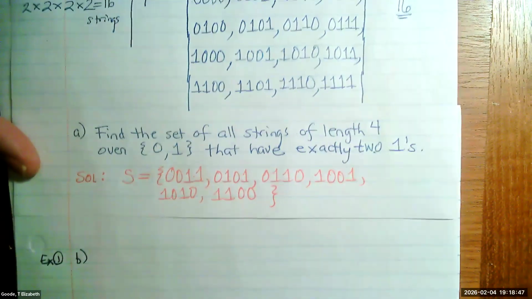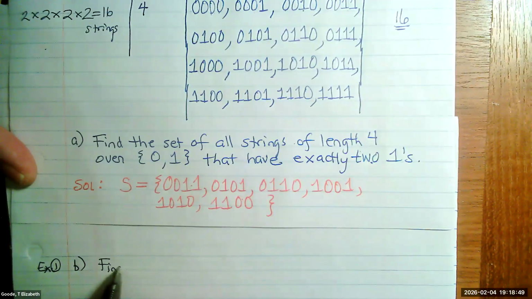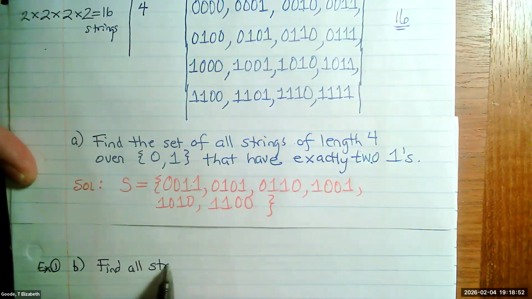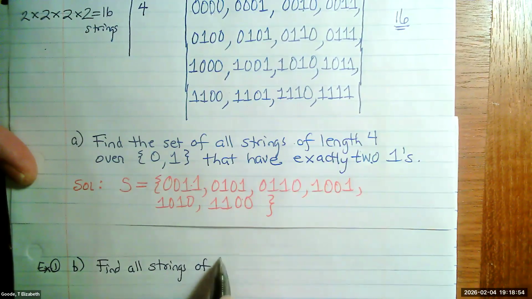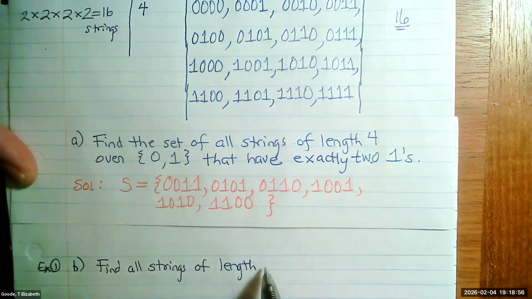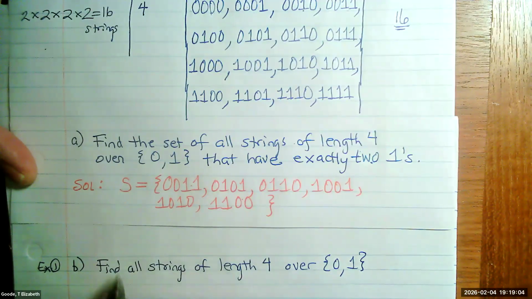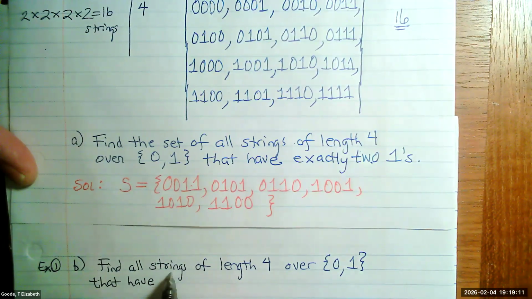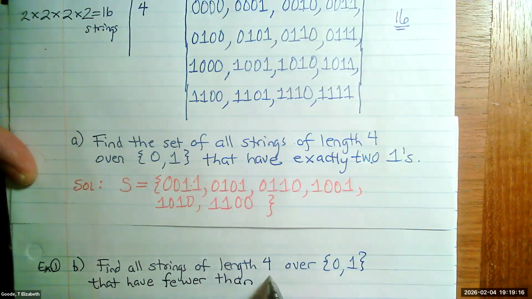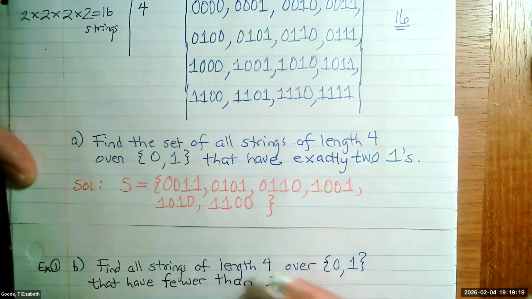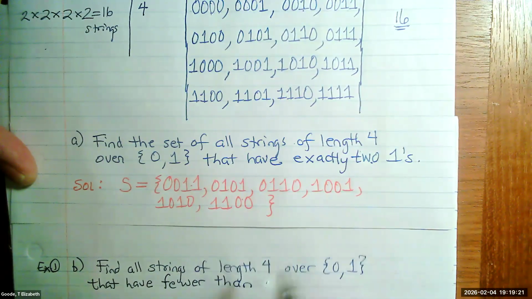All right, example 1B. Let's find all strings of length 4 over the same alphabet, 0 and 1. I'm going to make it a little easier, that have fewer than two ones.